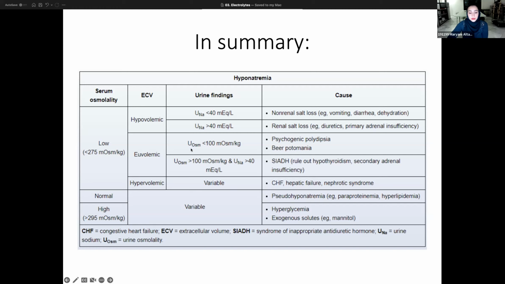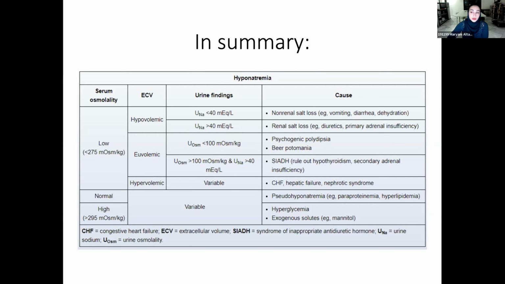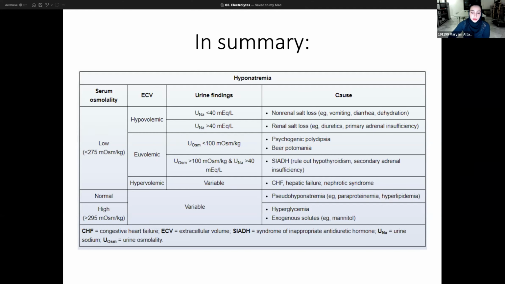Euvolemic states are going to be urinary osmolality less than 100. So remember, if everything is low, the serum is low, they're euvolemic, and the urine is low as well, low osmolarity, then it can potentially be psychogenic polydipsia, which is basically the patient is just drinking way too much water, and this is associated with usually other disorders like OCD, and beer potomania. Again, you're not taking in enough sodium, also the tea and toast diet, but they just didn't write it here. Euvolemic with high urinary osmolality, which is the case we just saw, is SIADH.